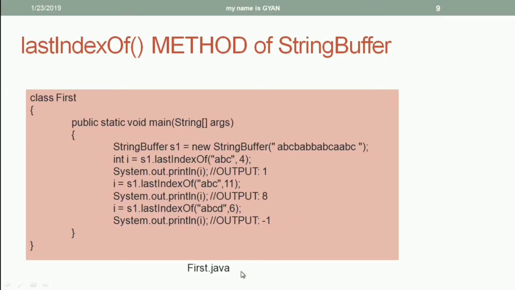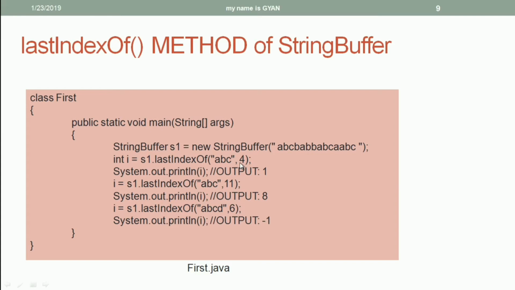This is the Java file first.java. In the first.java we have the class first. In the class first we have the method main. In the method main we are creating a new StringBuffer object with this content. The content is of length 16, which has 14 characters and 2 spaces. Then we are calling the lastIndexOf method by using the reference variable s1 and two arguments, abc and 4.